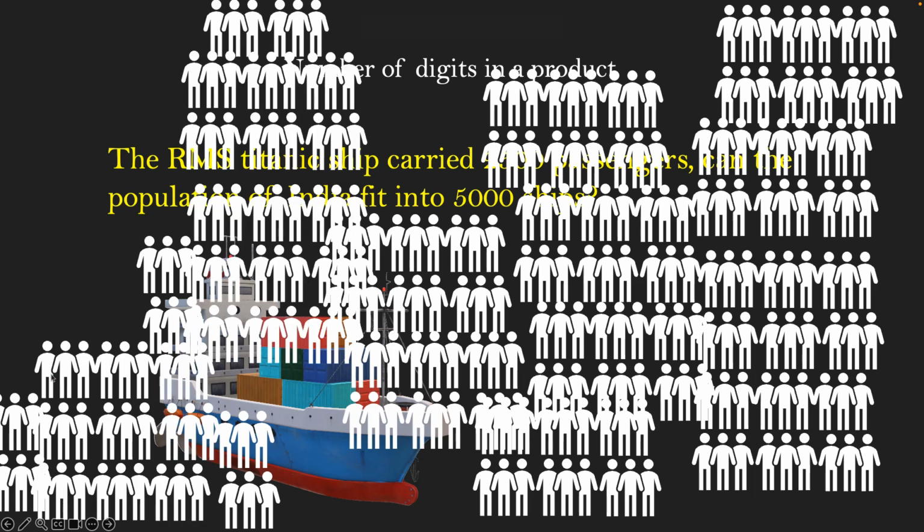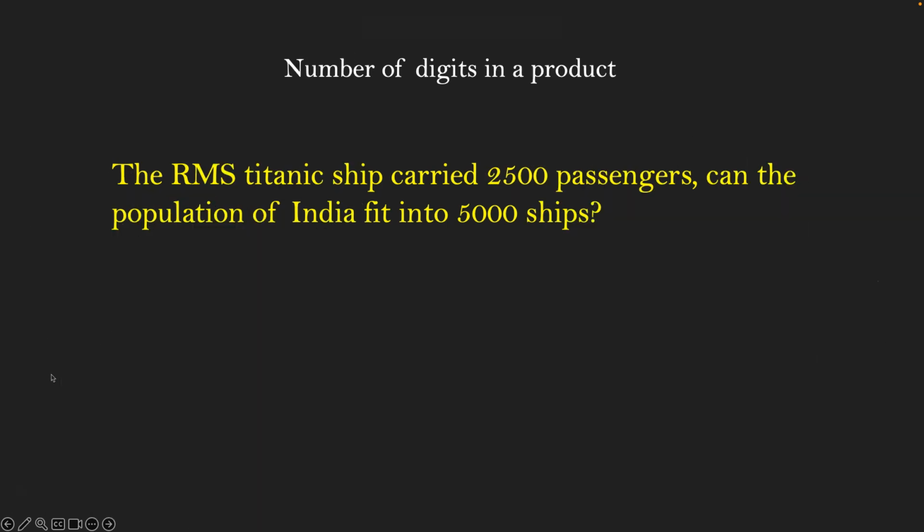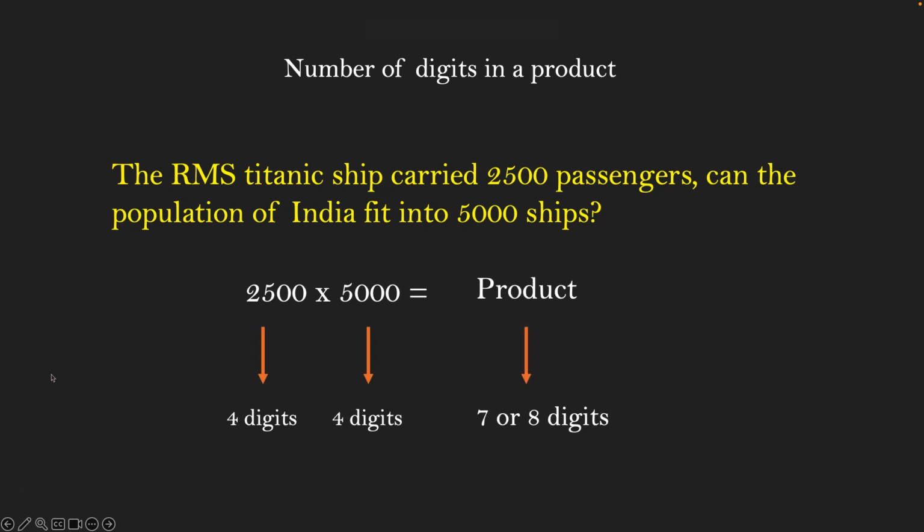Oh my god, so many people. But wait, do we really have to calculate the product? To compare the population of India and the people that could fit into 5,000 ships, we could take a simpler path. Let's just write this product first. We know that 2,500 has 4 digits and 5,000 has 4 digits. And then I know for sure that the product is either a 7 or an 8 digit number.